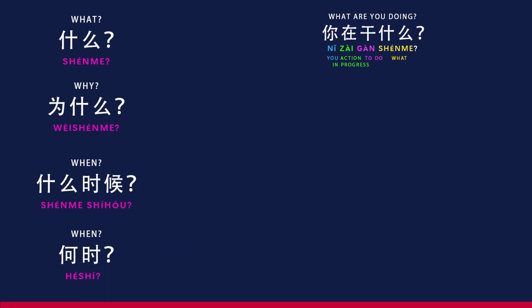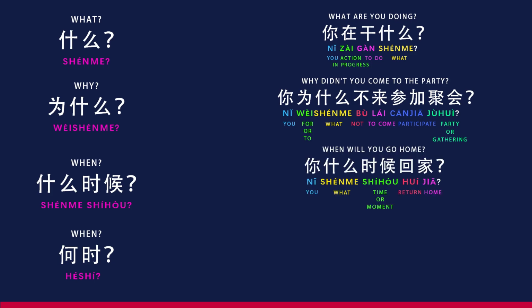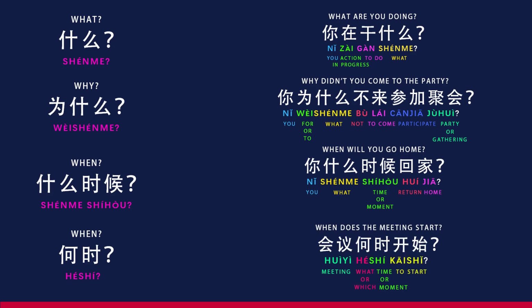What are you doing? 你在干什么? Why didn't you come to the party? 你为什么不来参加聚会? When will you go home? 你什么时候回家? When does the meeting start? 会议何时开始? For 你在干什么, we introduce the new verb 干, meaning to do or to work.